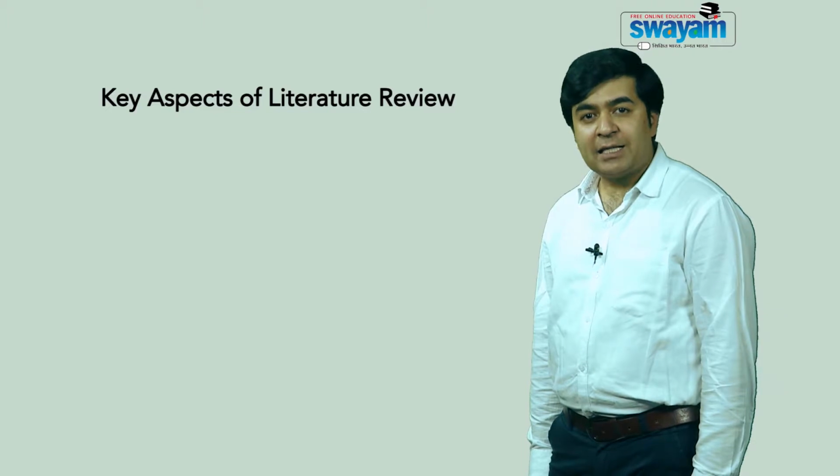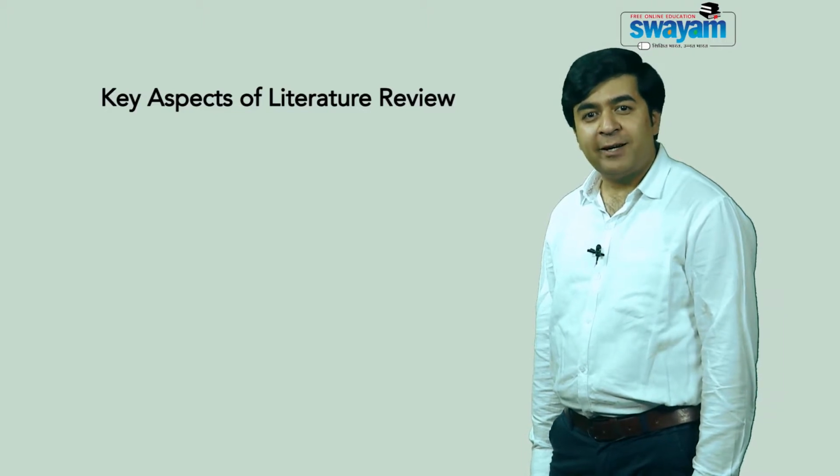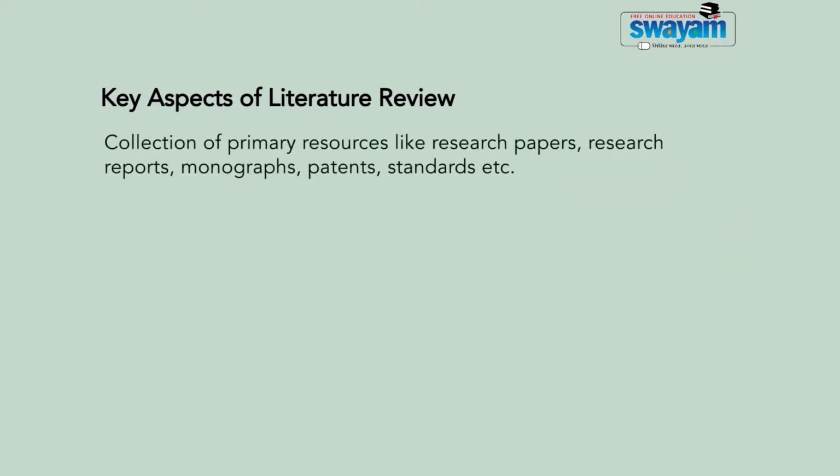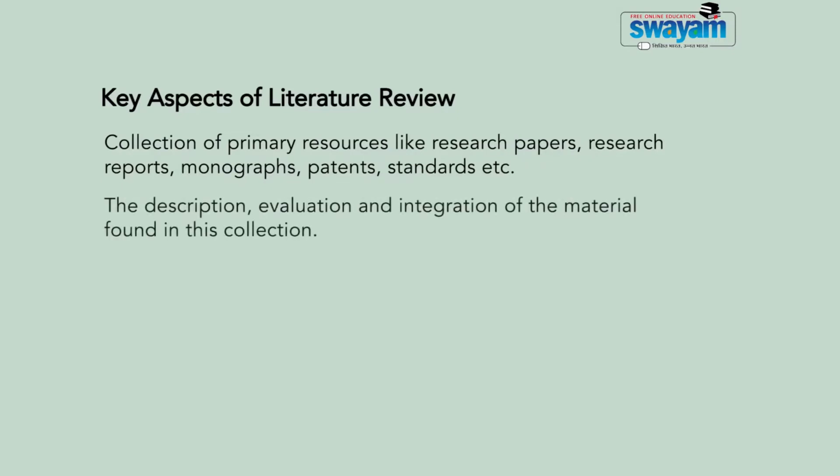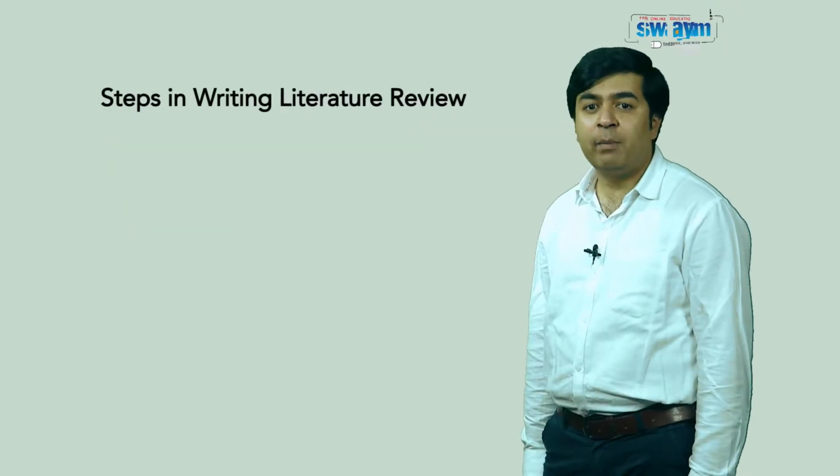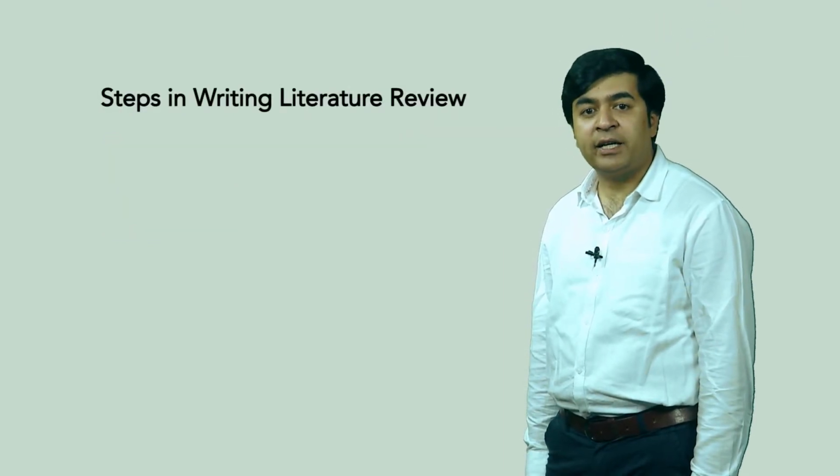So the key aspects of the literature review may be understood as collection of primary resources like research papers, research reports, monographs, patents, standards and other primary data, and the description, evaluation and integration of the material found in this collection. Now we will discuss a number of steps in writing literature review.